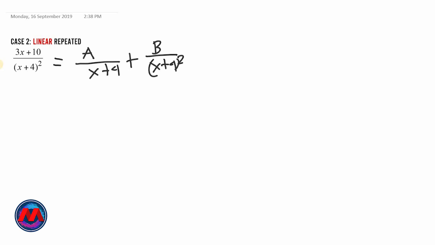Yun, so ito raised to 2. Okay, so solve natin siya. Same process. Imumultiply natin sa buong equation yung LCD, which is ito, para ma-eliminate natin yung denominators at mas madali natin siyang mahanap yung kung anong value ng A at anong value ng B. So substituting the certain LCD, which is x plus 4 and x plus 4.